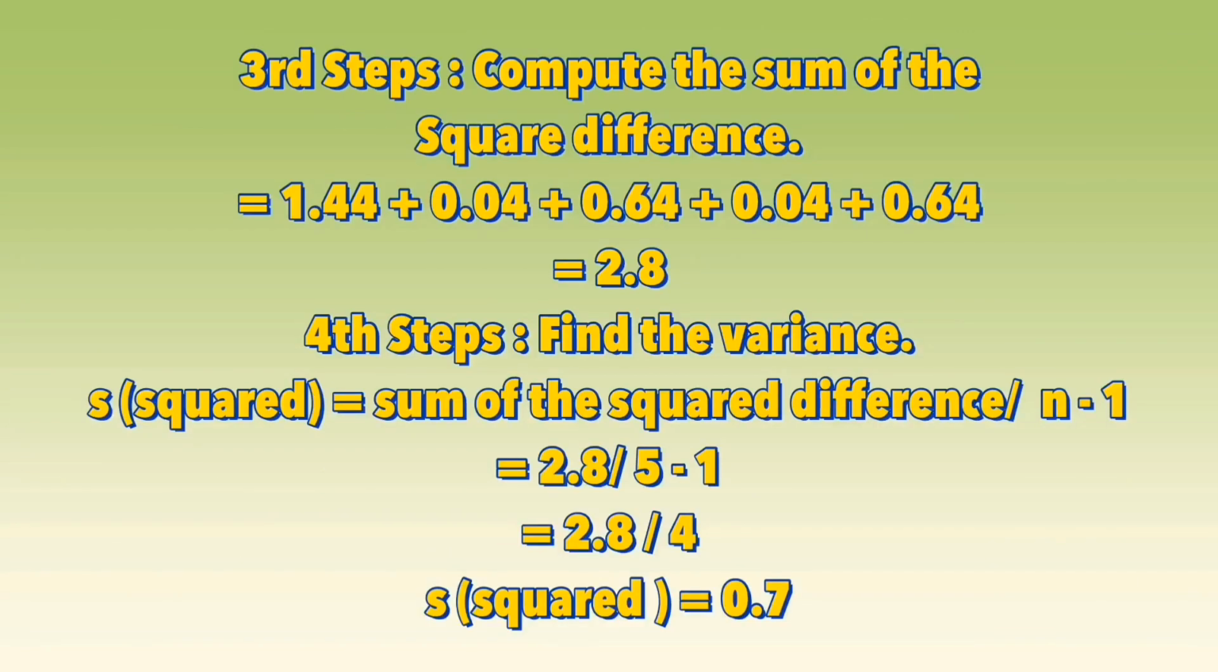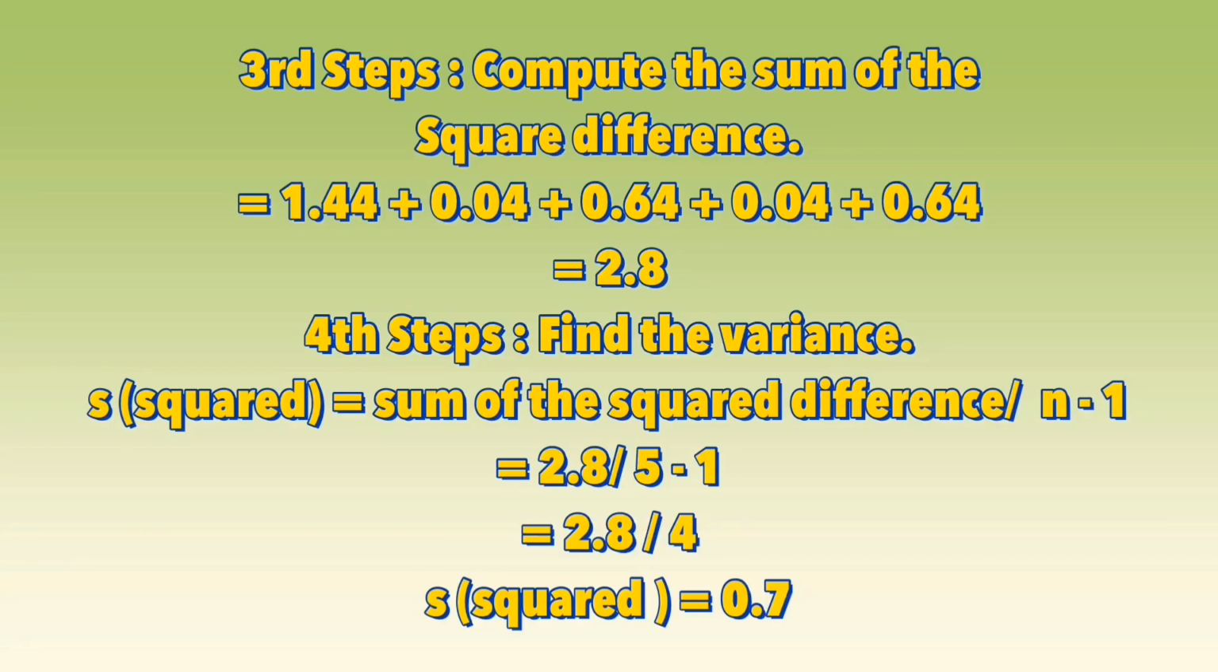The third step, we have to compute the sum of the square differences. So the square differences are 1.44 plus 0.04 plus 0.64 plus 0.04 plus 0.64. These came from the second step. Then we add them, and the total is 2.8.